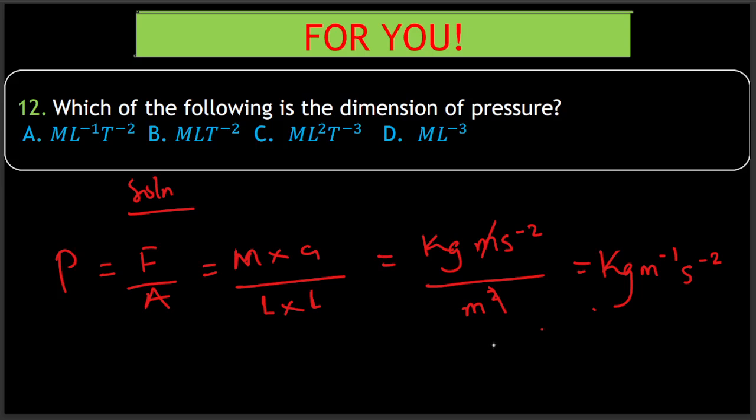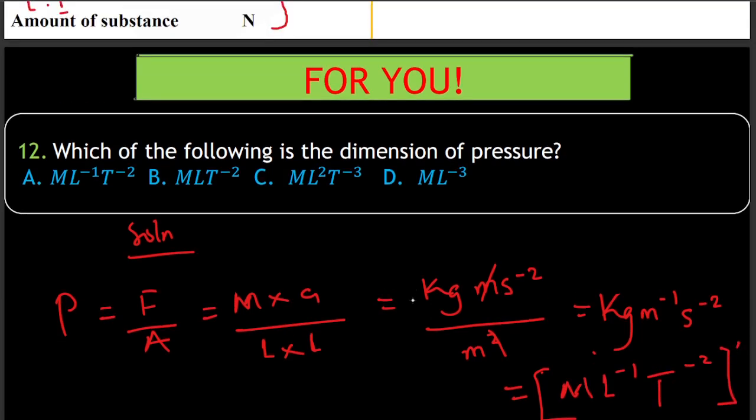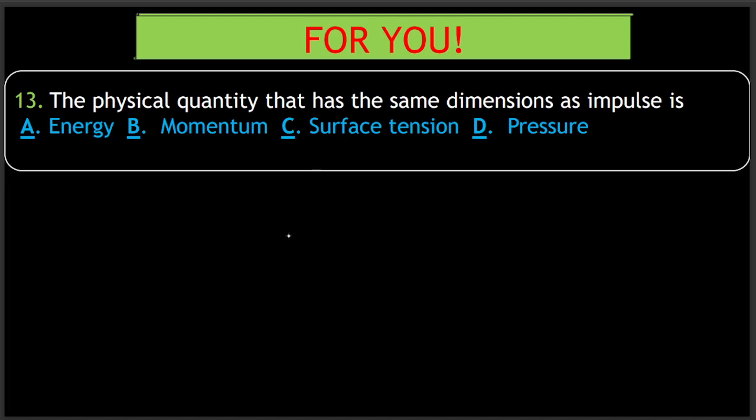Once you know the unit, the dimension becomes very easy. So your square bracket, and then you have what? You have capital M, capital L minus 1, and then capital T minus 2. This is the correct answer. Okay, what about this guy?